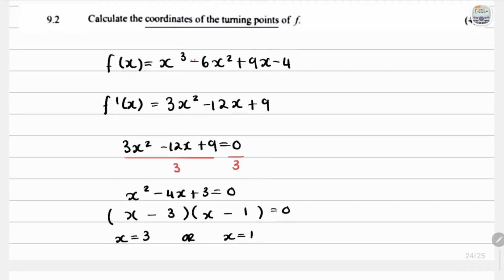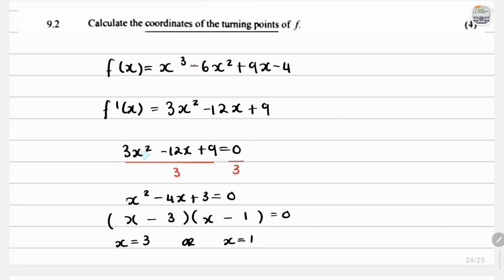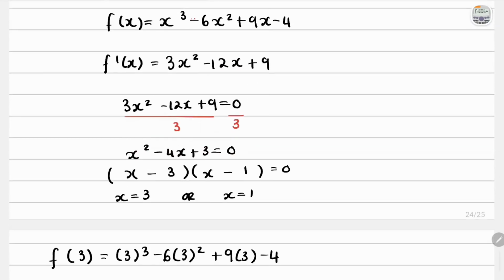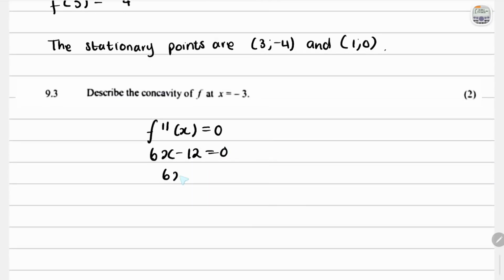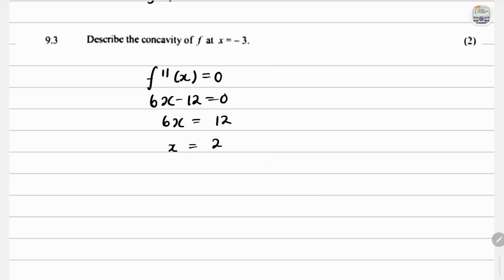So we have the first derivative. Let's differentiate this again. That's going to be 6x minus 12. So 6x minus 12 is equal to 0 at which point? That's going to be 6x equals positive 12. If you divide both sides by 6, 12 divided by 6 is 2. So it changes concavity here.